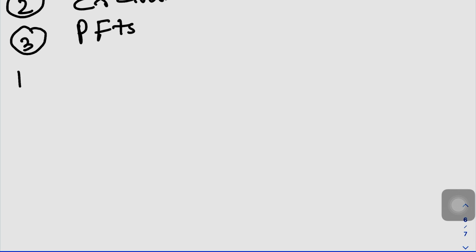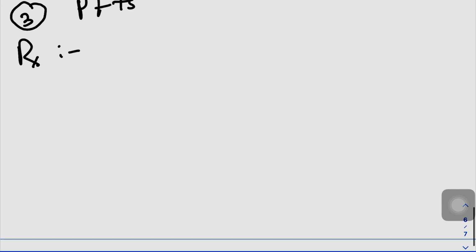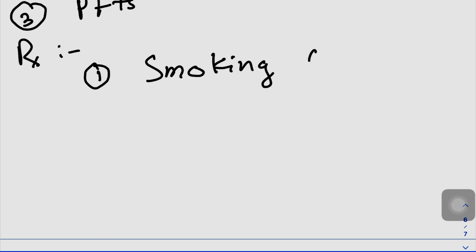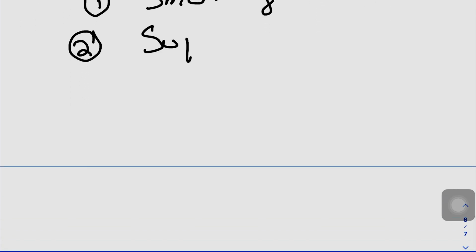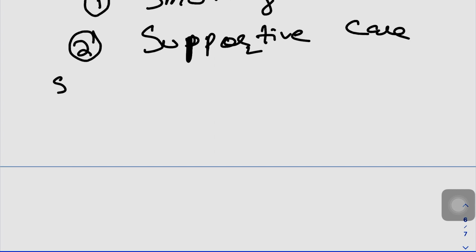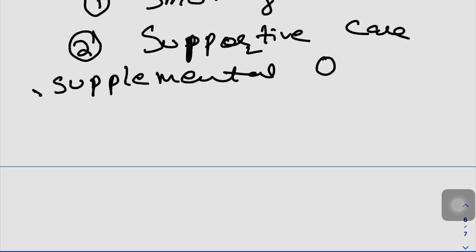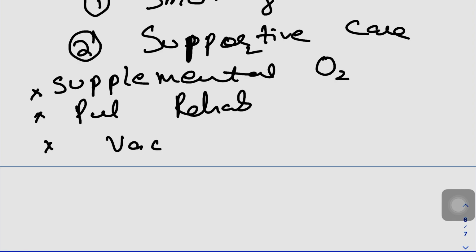Now comes to treatment. Number one and foremost is smoking cessation. Most of the patients improve by this. Then you have supportive care. In supportive care, we have supplemental oxygen if patient is requiring it. We have pulmonary rehabilitation, influenza and pneumococcal vaccination.